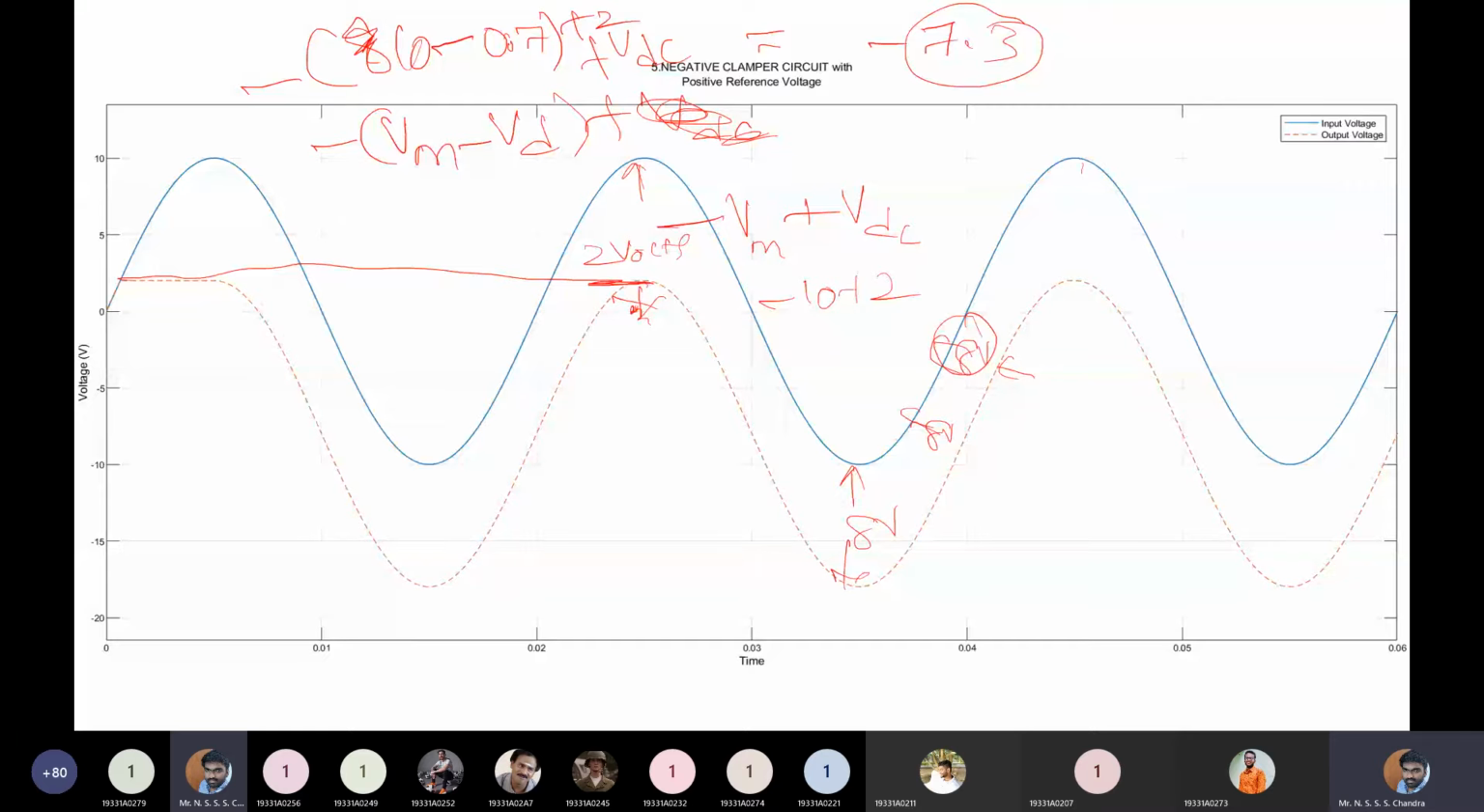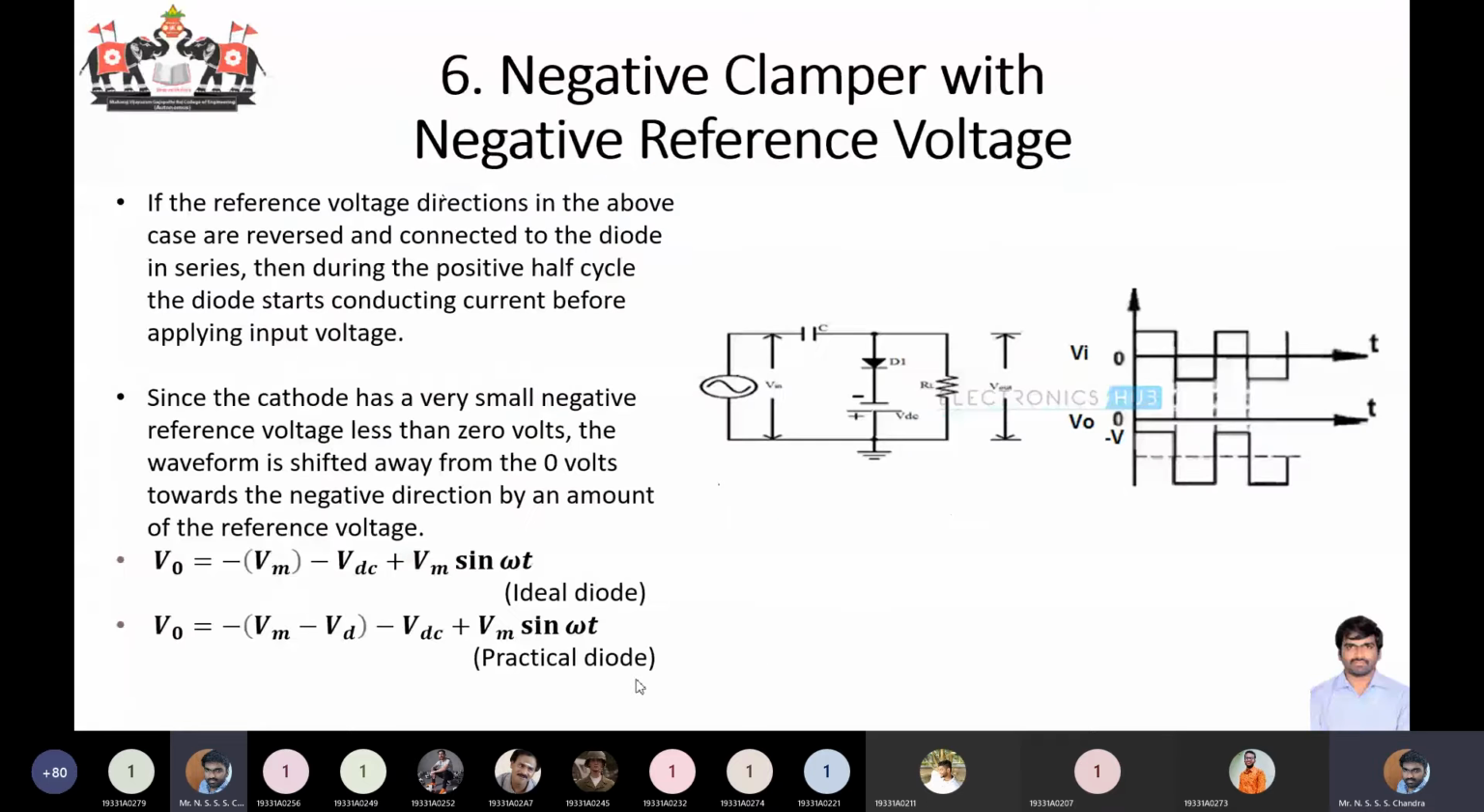For an examination, either a simple analysis of a clamper circuit might be given or numerical problems might be given. All the numerical problems regarding these clippers and clampers will be discussed in the next class, because even from a grade point of view, you will be getting numerical questions from this topic on clippers and clampers. So next we have the negative clamper circuit with a negative reference voltage.